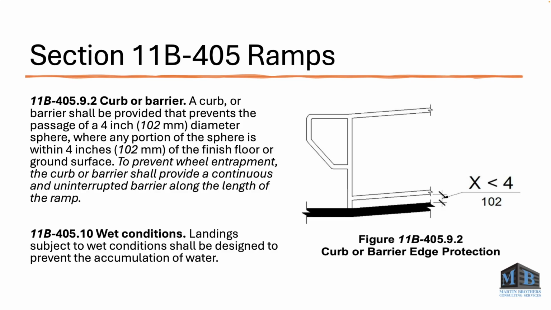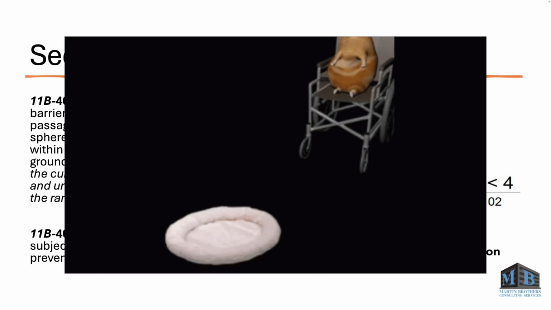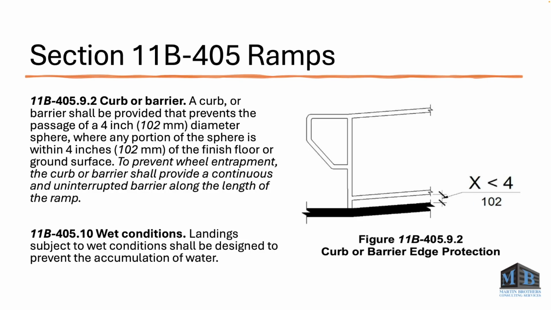11B 405.9.2, curb or barrier. A curb or barrier shall be provided that prevents the passage of a 4-inch diameter sphere where any portion of the sphere is within 4 inches of the finished floor or ground surface. To prevent wheel entrapment, the curb or barrier shall provide a continuous and uninterrupted barrier along the length of the ramp. We really want to avoid Grandma in her wheelchair getting one of her wheels stuck on the vertical portion of that handrail, coming to a dead stop and then her momentum flinging her out of the wheelchair onto the ramp. Yeah. So put that wheel guide in. It'll save a lot of hurt.